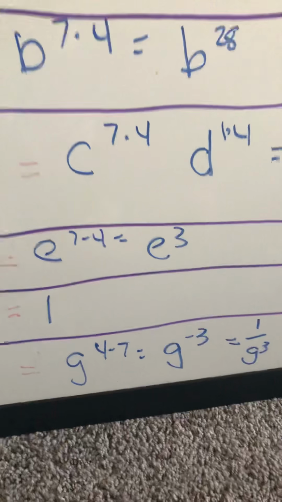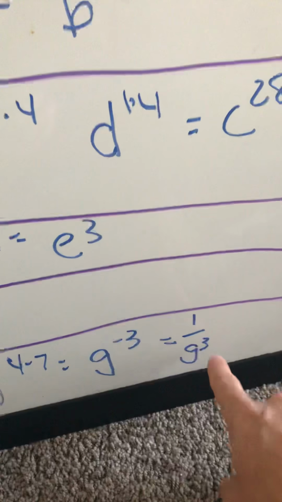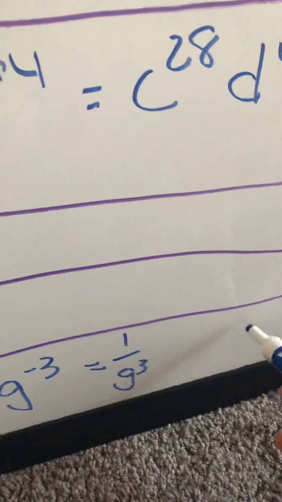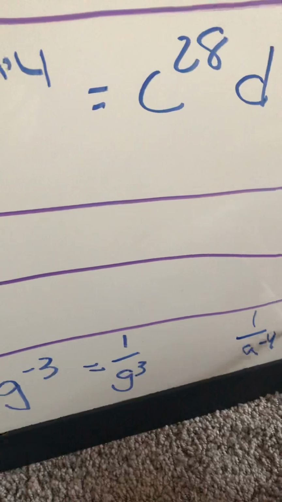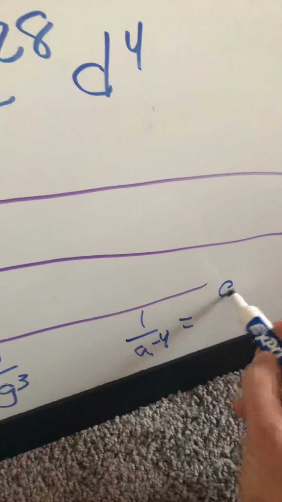And the negative rule means you can't have a negative exponent. If you do, and if it was on top, it has to go to the bottom, or if it was on the bottom, like a to the negative 4, you'd flip that to the top, so it would be a to the 4th.